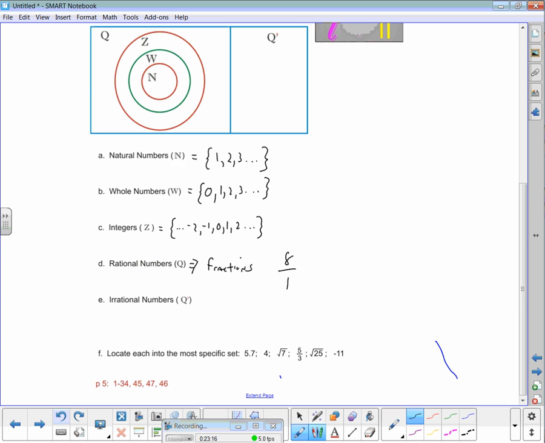All fractions. And then finally, the irrational numbers. And what are the irrational numbers? Irrational numbers are all non-fractions. All right, how do you recognize them? You'll need to write this because you won't be able to recognize them without it. What are all the non-fractions? A non-fraction is all non-repeating, non-terminating decimals.